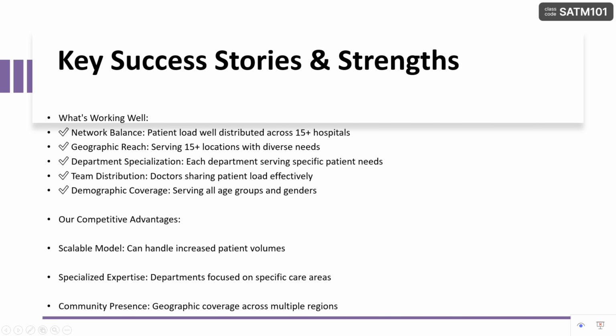Our competitive advantage: a scalable model that can help increase patient volume; specialized expertise, with departments focused on specific care areas; and community presence, with geographic coverage across multiple regions.